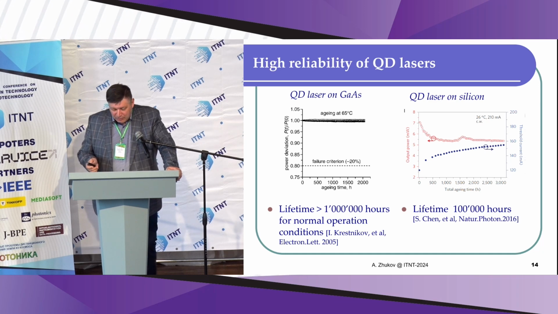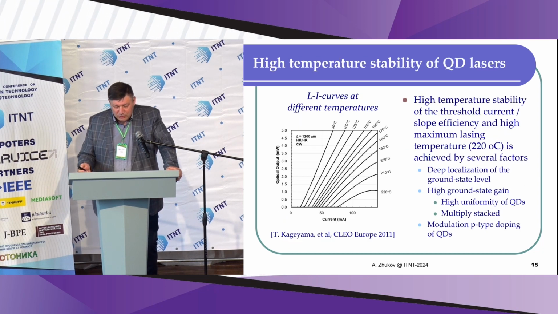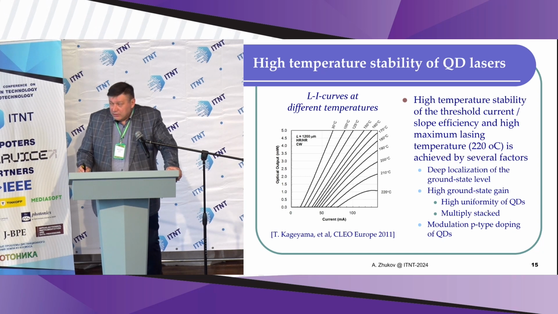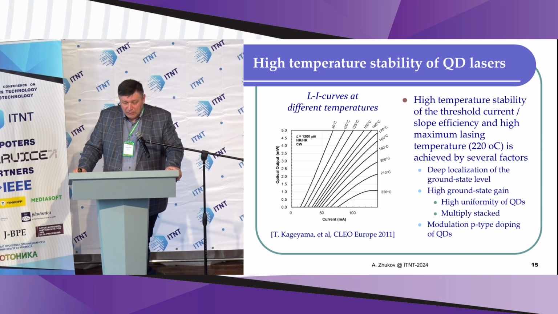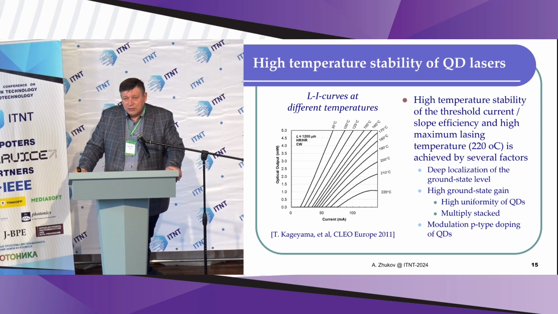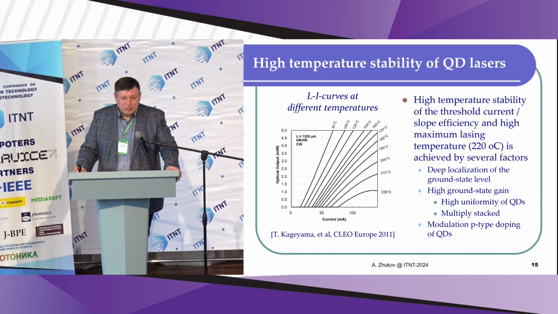This was demonstrated, for example, in this work where the lifetime was estimated as high as 100,000 hours. Another example of very high temperature stability of quantum dot lasers: the maximum operating temperature exceeds 200 degrees C. This is more than required for any practical application, because typically people consider applications of lasers at elevated temperature, and elevated temperature usually means 85 degrees C or something like this.